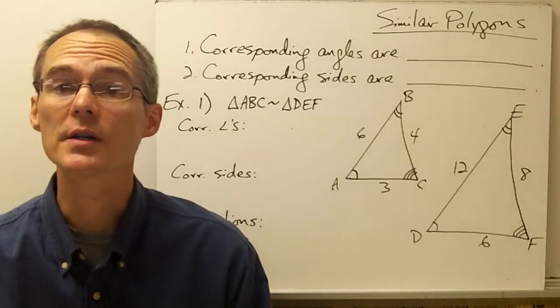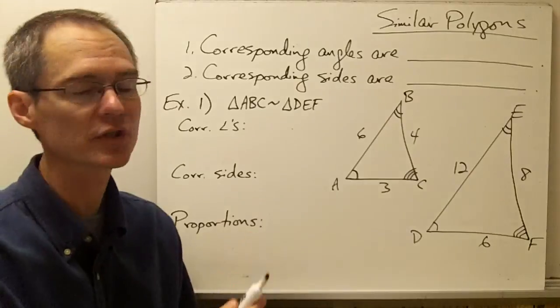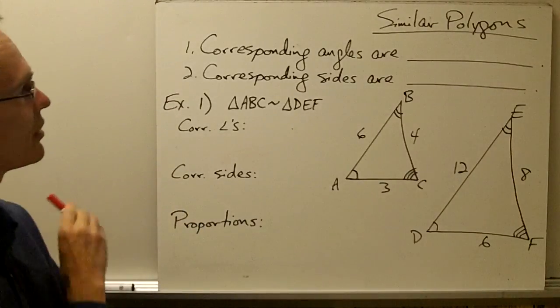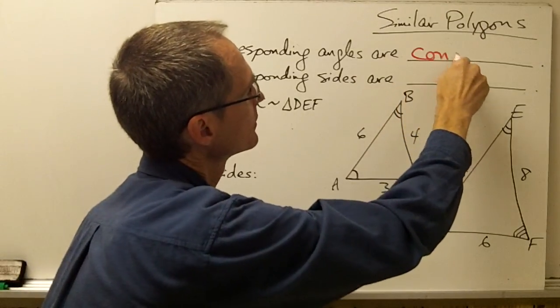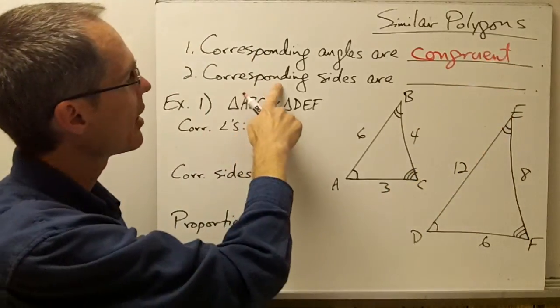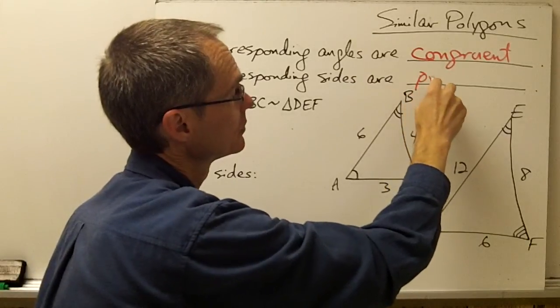Okay, this video is on similar polygons, and in order for two polygons to be similar, two things have to be true. Their corresponding angles have to be congruent, and all their corresponding sides have to be proportional.